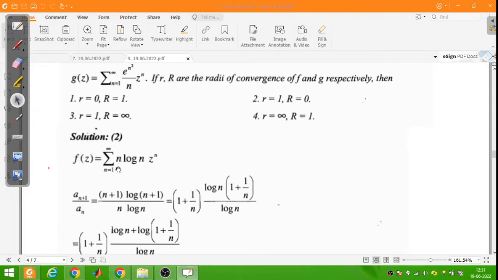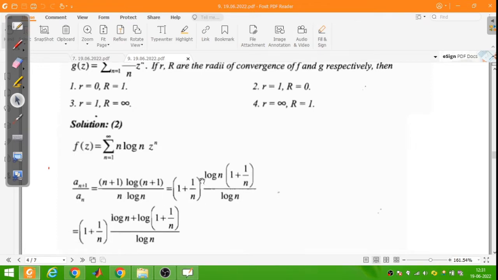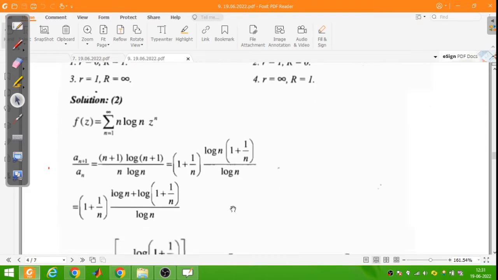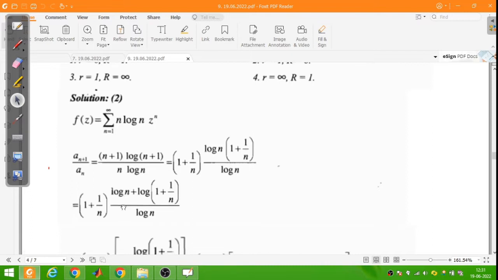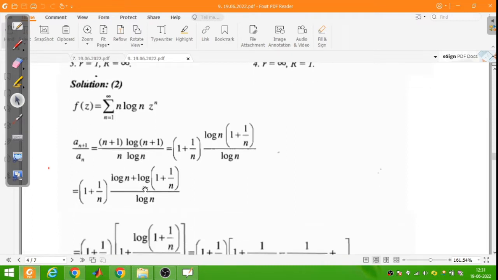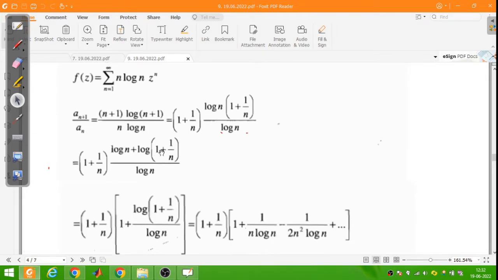Okay. So for F, here a_n equals n log n. Using a_(n+1), and log of (n+1) over log n, we take n common outside and cancel the term, we get 1 plus 1 by n. Here also we take n common outside, 1 plus 1 by n log n. Are you clear? Using the log of a plus b formula, log a plus log b, divided by log n, so cancelling, we again get 1 plus log of (1 plus 1 by n) divided by log n.